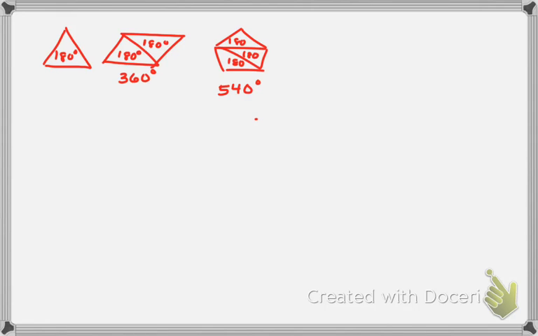6-sided shape's called a hexagon. How many triangles inside a hexagon? So, has anybody discovered a pattern yet? Is that 720? I have one. What's the pattern?